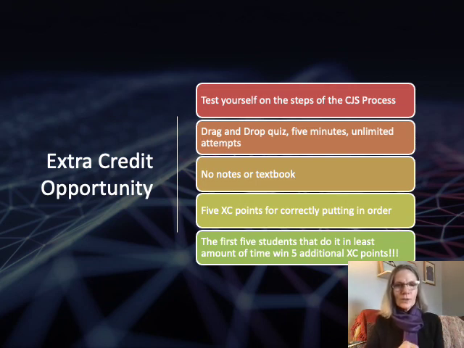Don't use your notes and don't use your textbook. Really try to test yourself. Anybody who completes the quiz, even if you take multiple attempts, will get 5 extra credit points for correctly putting it in order. And the first 5 students who do it with the least amount of time and the least number of attempts will earn an additional 5 extra credit points, for a total of 10 points.